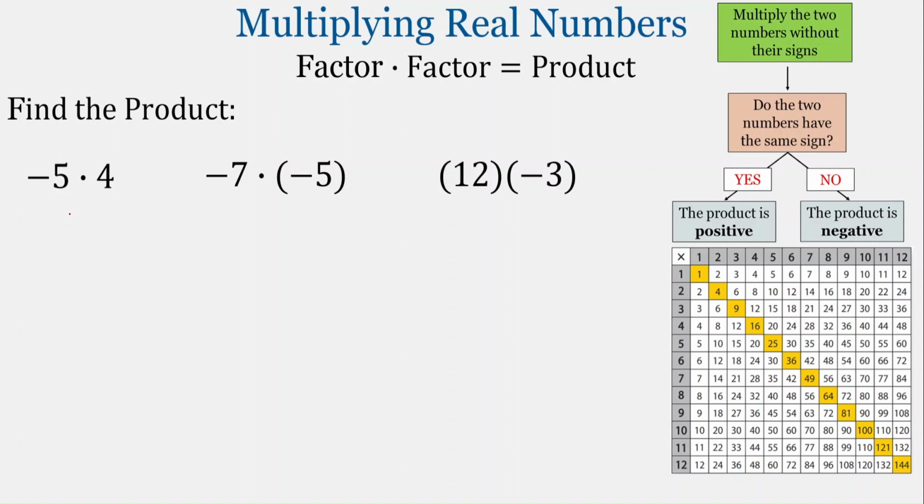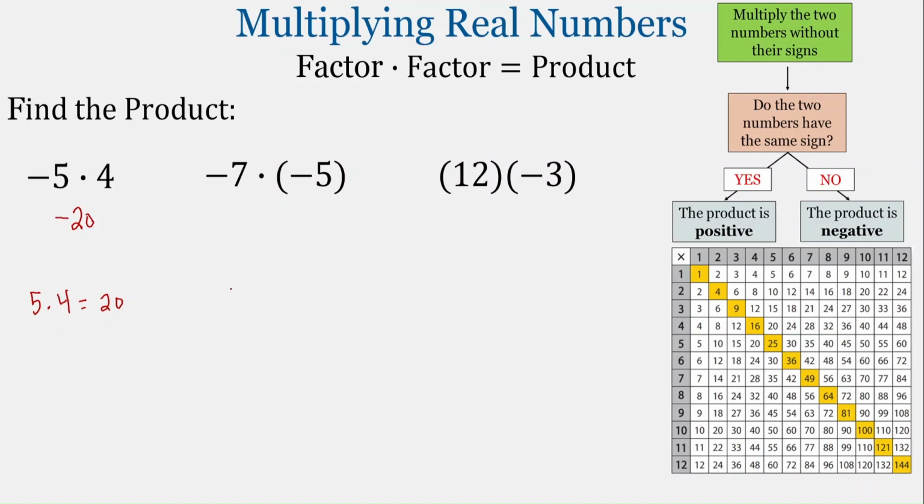So let's practice a few. Now with these 3 problems, the answer is going to be on this grid. So 5 times 4, you should know by heart. And that's 20. So the answer here is 20. But our signs are negative and positive. Signs are different, so that's -20.